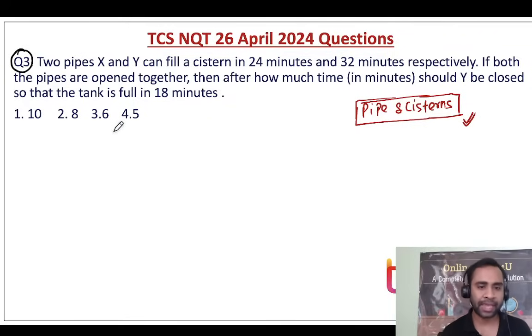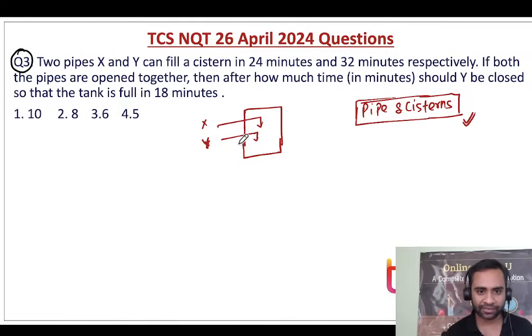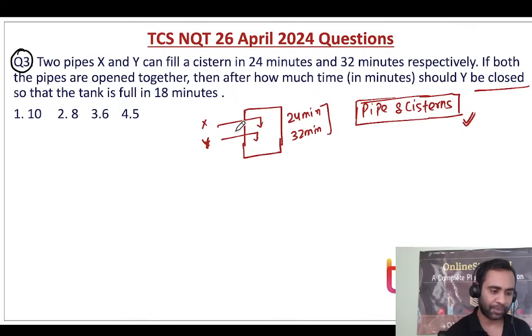Two pipes X and Y can fill a cistern in... So there is a cistern, and two pipes X and Y. There is a pipe X and there is another pipe Y. Two pipes X and Y can fill the cistern in 24 minutes and 32 minutes respectively. If both the pipes are open together, then after how much time should Y be closed so that the tank is full in 18 minutes? Can you please quickly solve it?